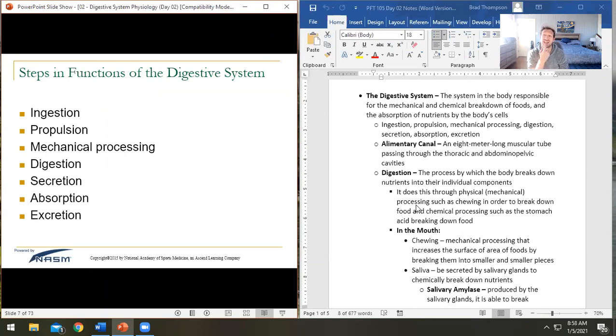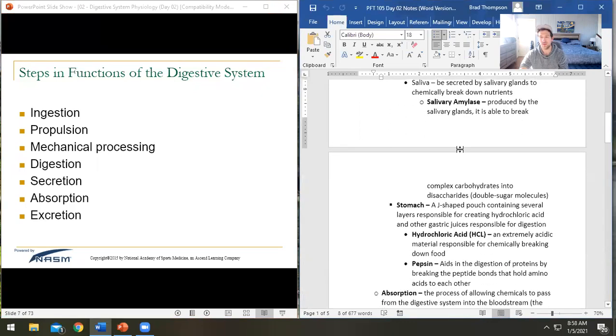For instance, your saliva glands, right? They're not necessarily part of the digestive tract, but they excrete saliva into your mouth, and that makes it easier to chew food. So our main functions here, and you can see we got them all laid out in our notes here.